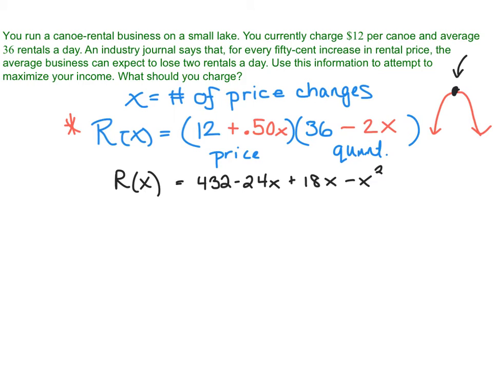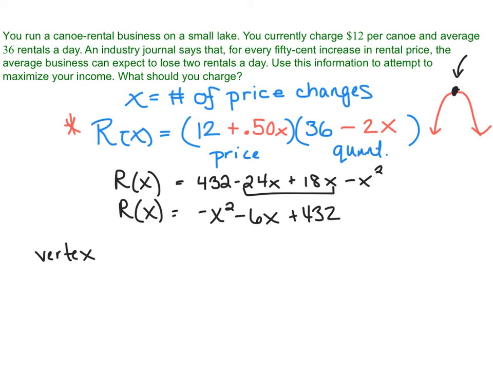So I distribute to multiply the 2 binomials together, and I get what's on the screen here, and I need to combine my like terms. If I put this in standard form, I see that I do have that negative A value of negative x squared minus 6x plus 432. So if I want to maximize my revenue, I need to find the vertex, which would be at negative b over 2a.